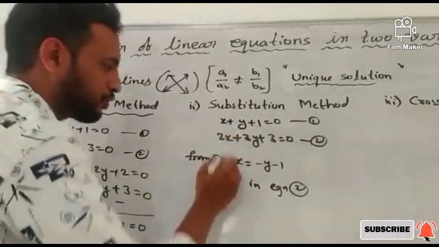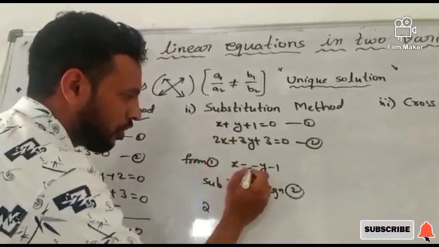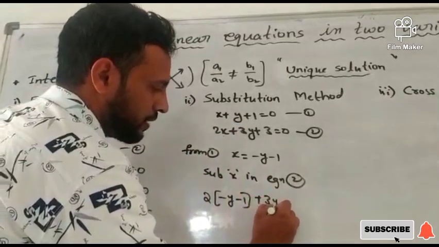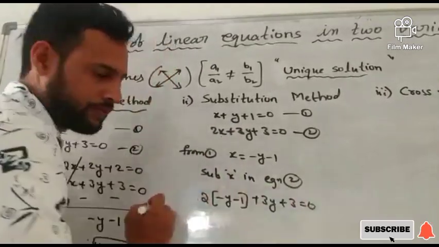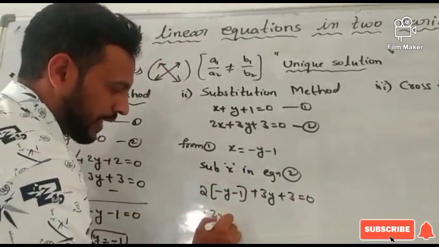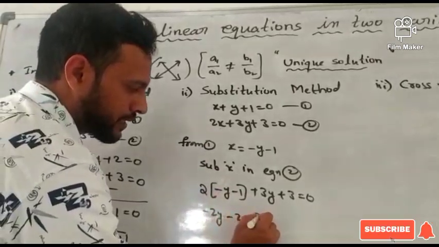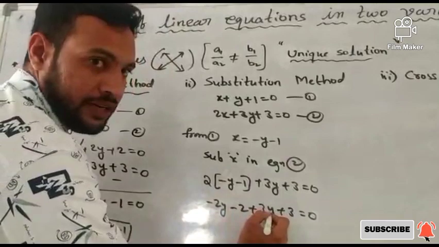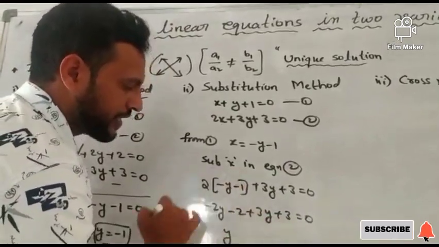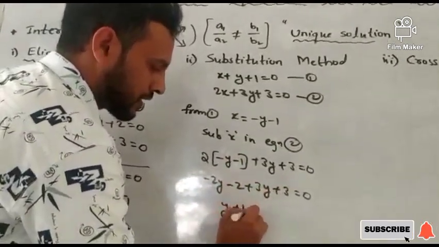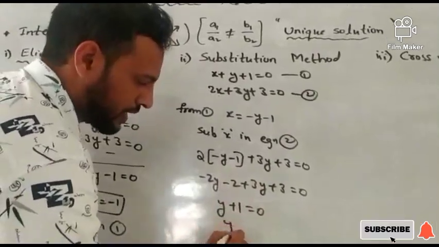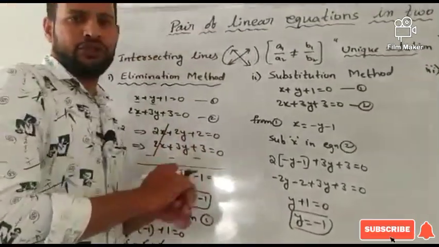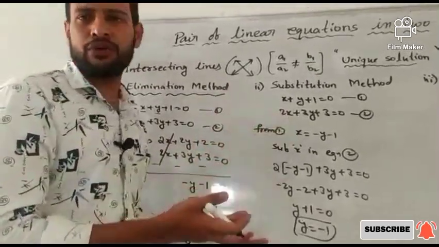In equation number 2, 2 into x value, how much is the x value? Minus y minus 1, plus 3y plus 3 is equal to 0. 2 into minus y is minus 2y, minus 2 plus 3y plus 3 is equal to 0. So minus 2y plus 3y, how much here? Only 1y left here. Minus 2 plus 3 plus y is equal to 0. So y is equal to how much? Minus 1. Okay. So after getting the y value, you can substitute in any one of the two equations.